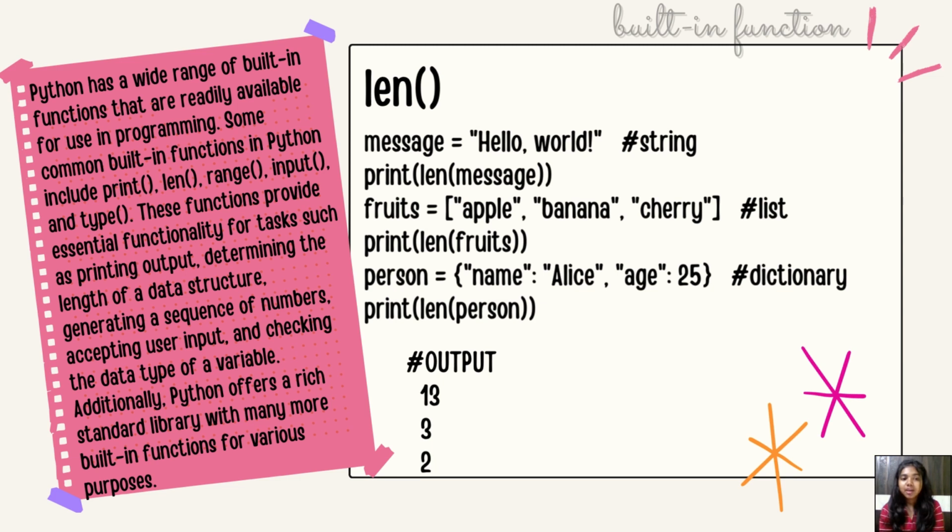The statement print len of message will output 13 because the string hello world has 13 characters, including spaces and the punctuation. The statement len of fruits will output 3 because the list contains 3 elements. In a dictionary, a key value pair is considered as one element. Therefore, the length of the dictionary is 2.